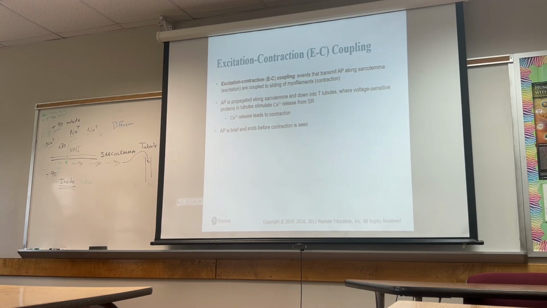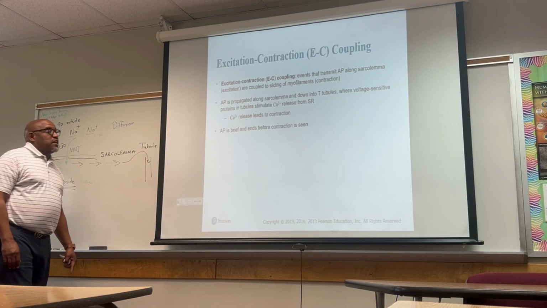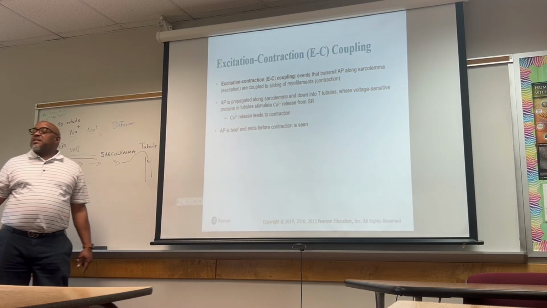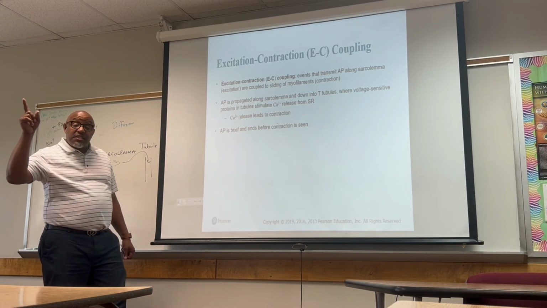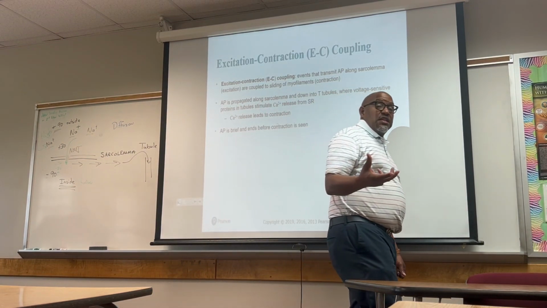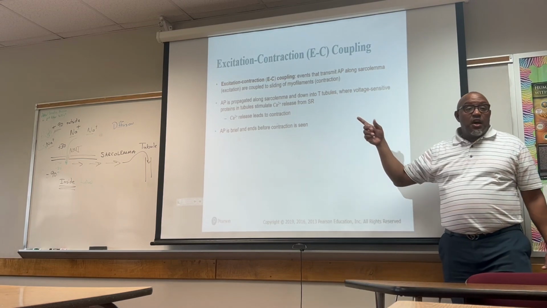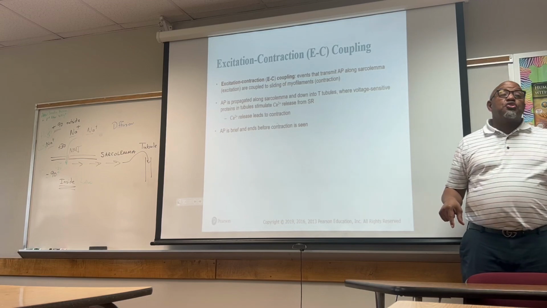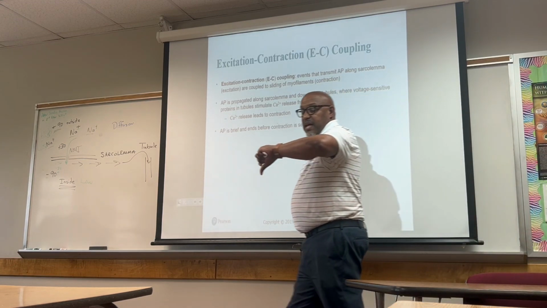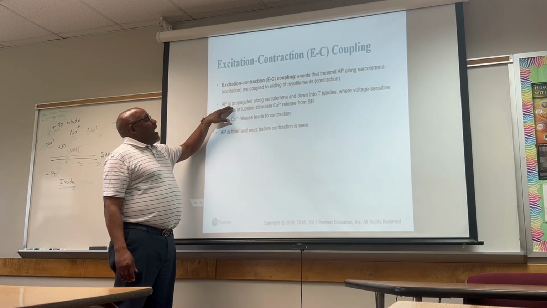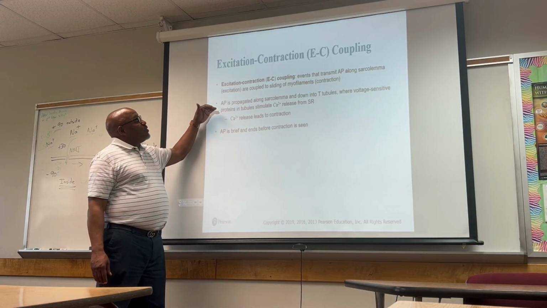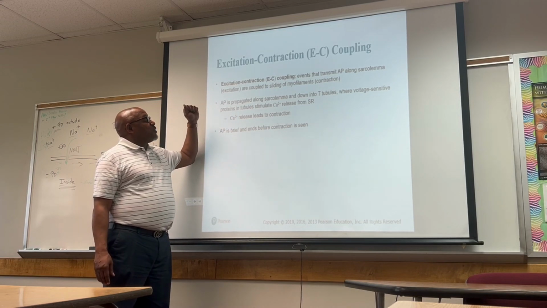Excitation, contraction, coupling. These are the events that transmit the action potential along the sarcolemma and are coupled to the sliding of the myofilaments. So here's what excitation, contraction, coupling is. Excitation is what happens between the nerve and the motor end plate. Excitation, contraction, coupling is when it moves from the motor end plate to the T-tubule. So as it's moving along the sarcolemma, that's excitation, contraction, coupling, and that's what we want to try to do in 10 minutes. The action potential is propagated along the sarcolemma down into the T-tubules, where voltage-sensitive proteins in the tubules stimulate calcium release from the sarcoplasmic reticulum. Calcium release leads to contraction.